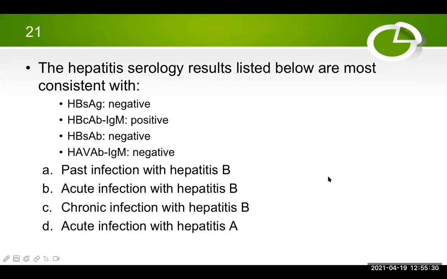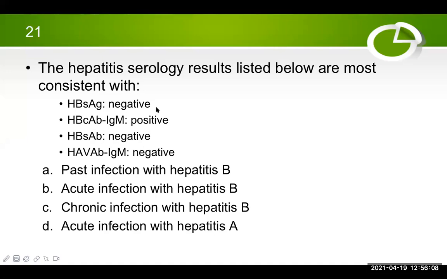The hepatitis serology results listed below are most consistent with which of the following options? Let's go through this first. HBsAg is negative. HBcAb IgM is positive. This is hepatitis B core antibody, IgM type, is positive. HBsAb is negative, so this is antibody against the surface antigen is negative. And HAV antibody IgM, now this is for the hepatitis A virus, is negative.